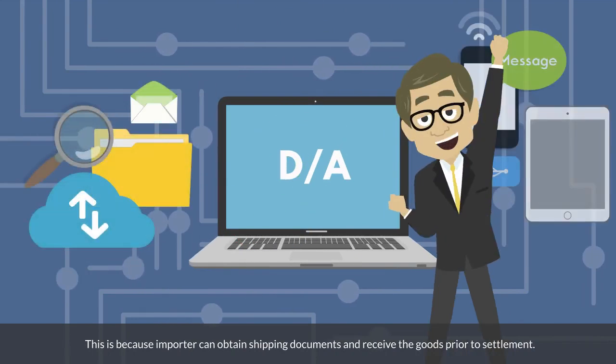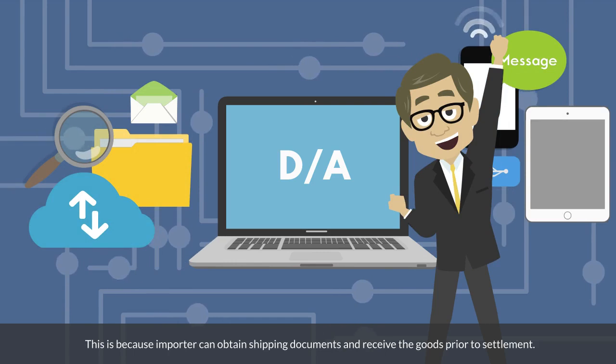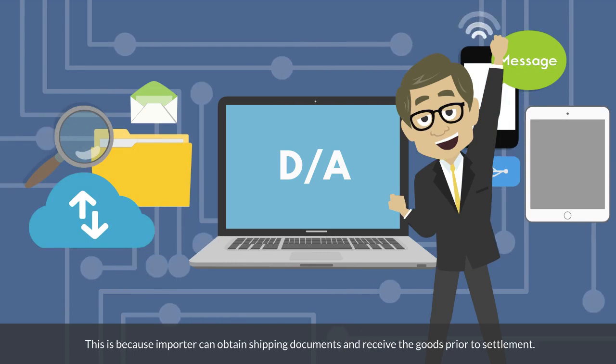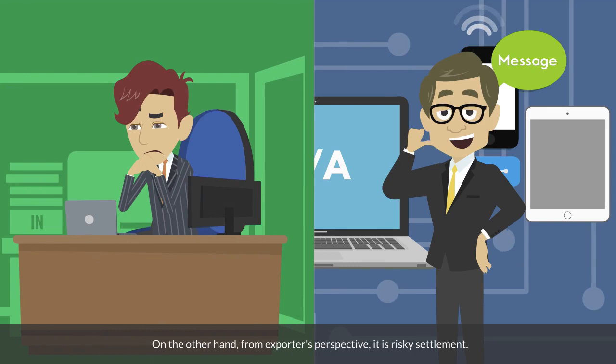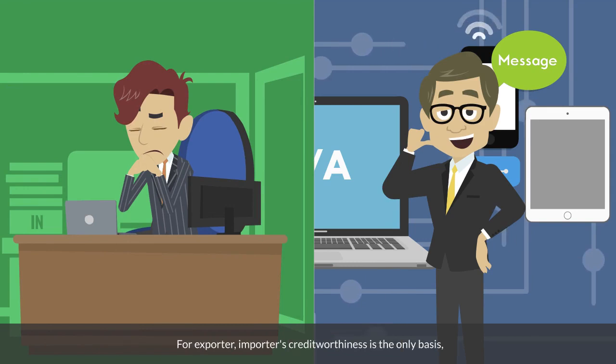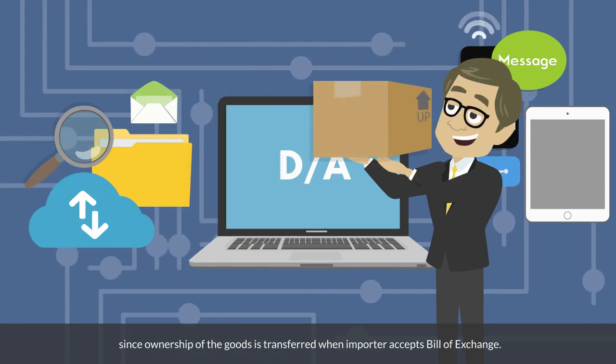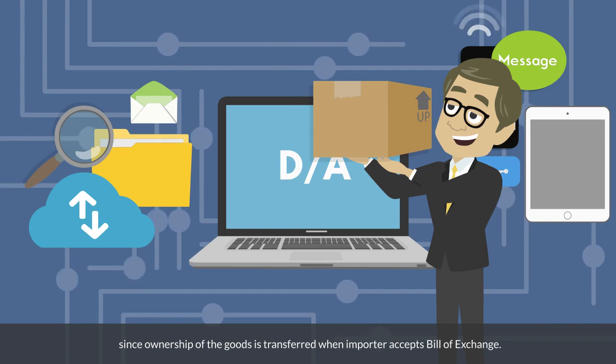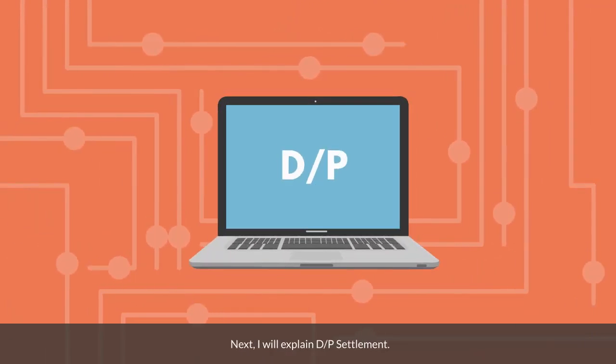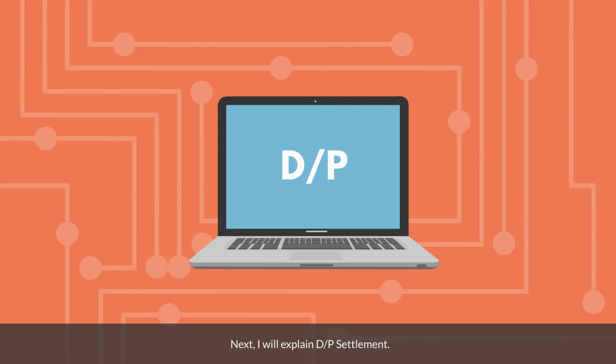The advantage of DA settlement lies with importer. This is because importer can obtain shipping documents and receive the goods prior to settlement. On the other hand, from exporter's perspective, it is risky settlement. For exporter, importer's creditworthiness is the only basis, since ownership of the goods is transferred when importer accepts bill of exchange. Next, I will explain DP settlement.